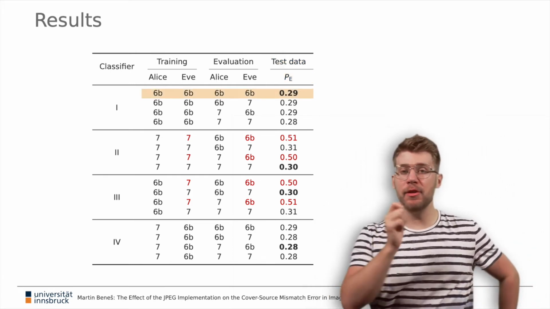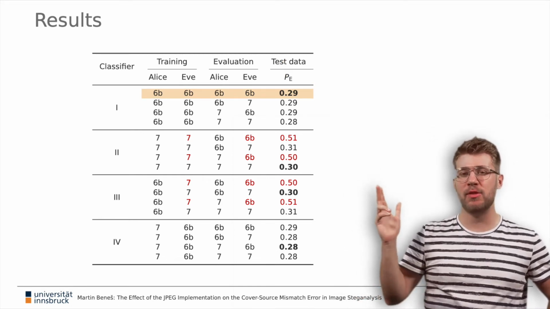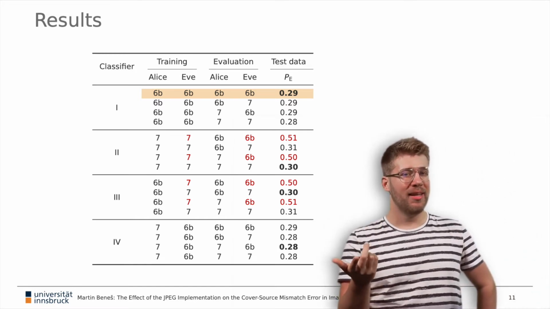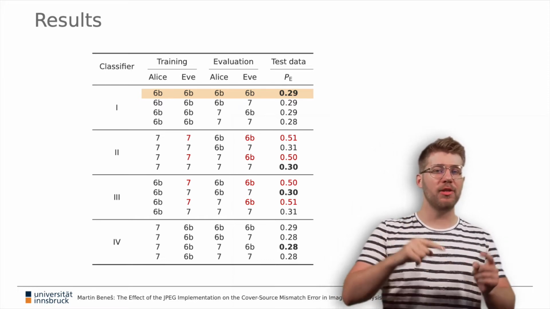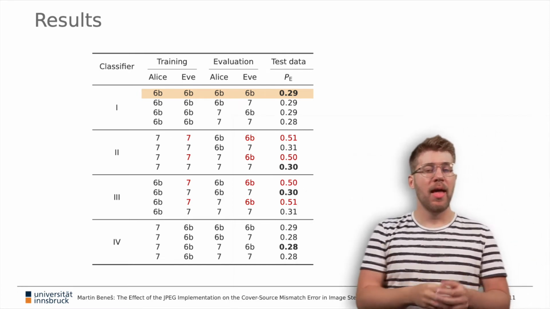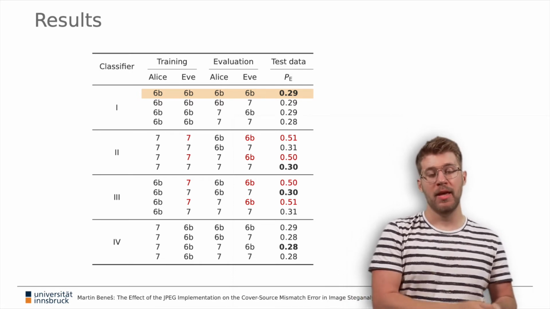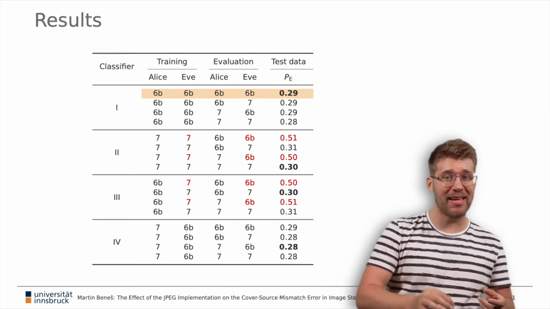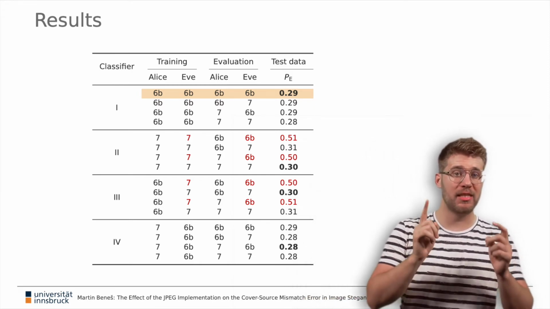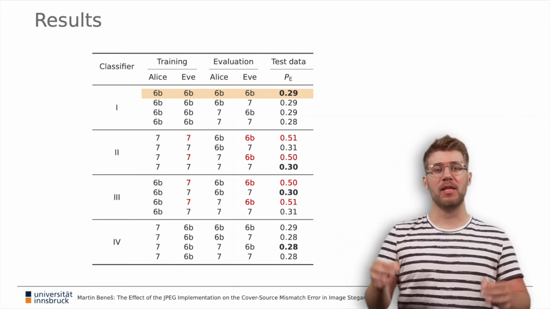Let's take a look at the first row. Cover stego pairs for training are generated using version 6b. The same version is used to extract features for training. In the actual experiment, we generate cover stego pairs with 6b, column Alice in the evaluation, and also use 6b to extract features used for classification. In this case, the cover sources of training and test data match. There is no CSM. The error of 29% describes the source intrinsic difficulty. For convenience, we print all intrinsic difficulties in bold.